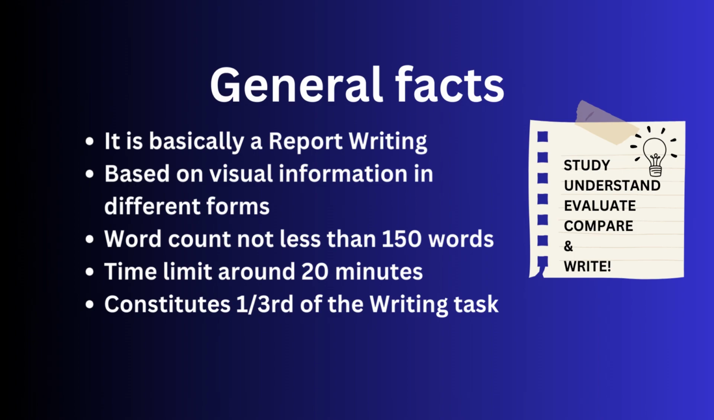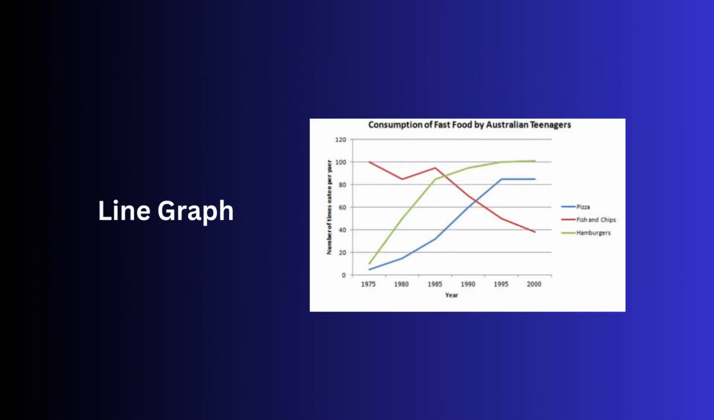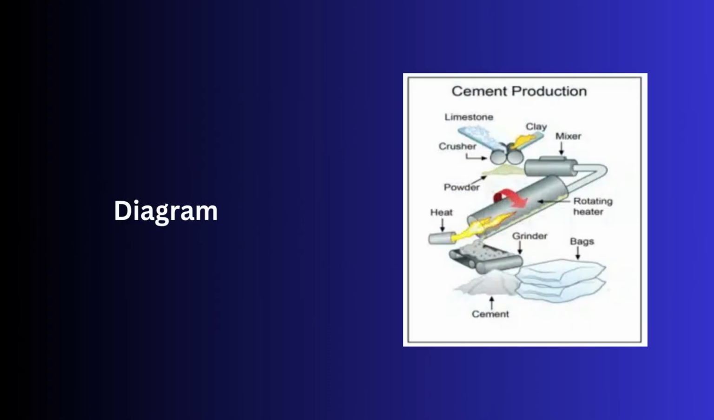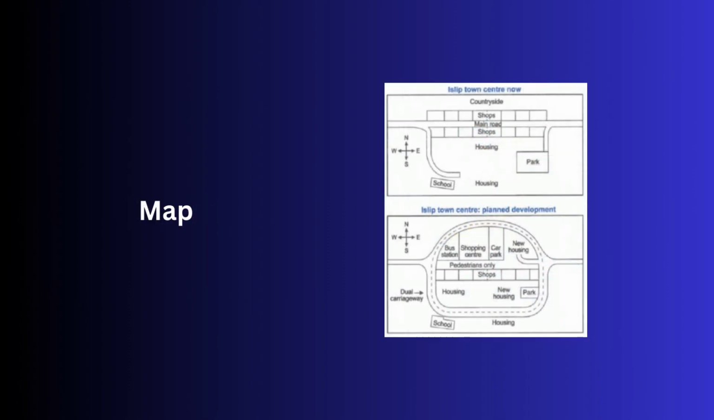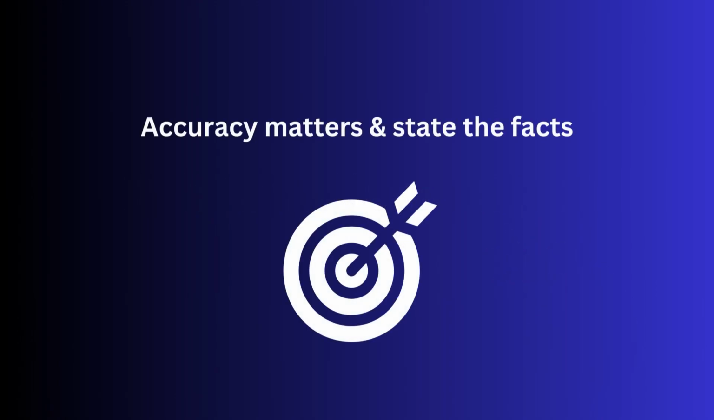Now let's see examples of the visual information that is given to you in task 1. It can be a bar chart, or a line graph, or a pie chart, or a table, or a diagram, or a map. You get information in different forms, and the things to focus on are, number one, accuracy matters a lot. Because report writing is technical, when you are writing a report, it has to state the facts.